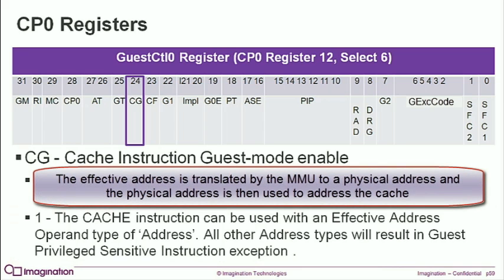This should be secure because the effective address is translated by the MMU to a physical address, and the physical address is then used to address the cache. In this way, only addresses that were assigned by the hypervisor to the particular guest can be accessed by this type of cache instruction.